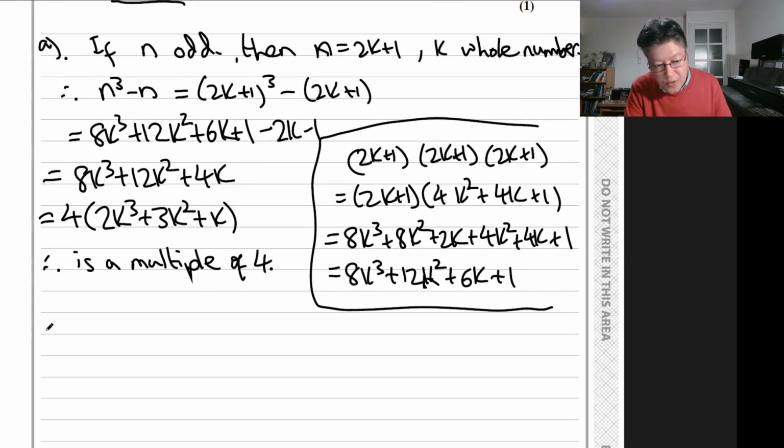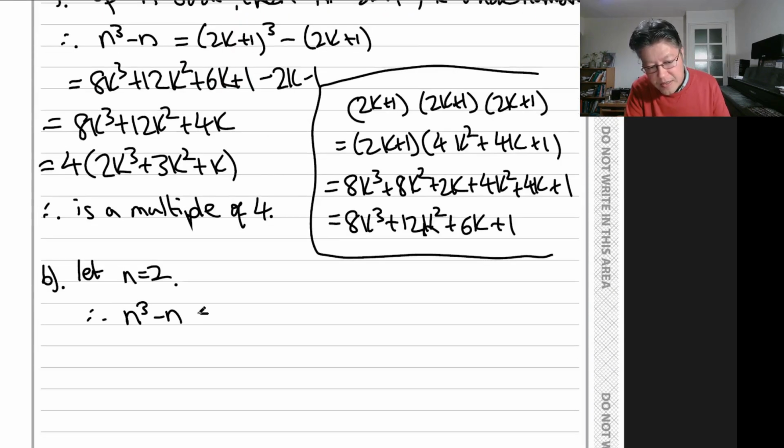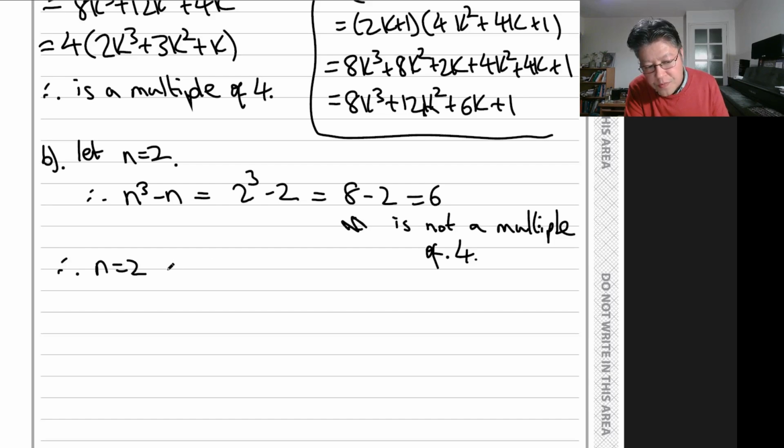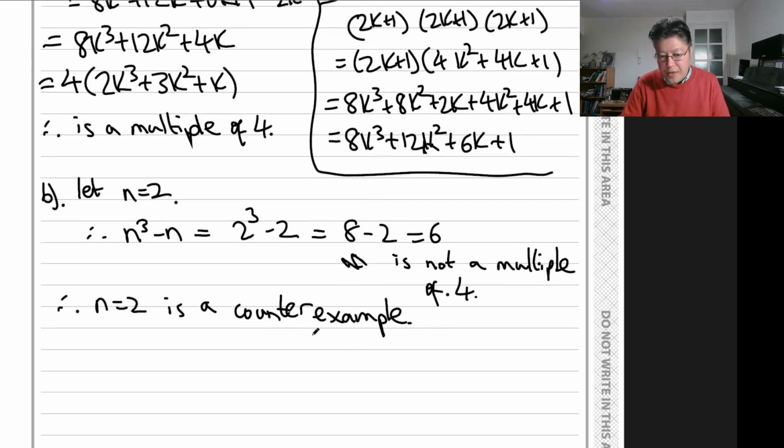multiple of 4. So we can begin with n is 2, and if that doesn't work, we'll do 4, then 6, then 8. So let's let n be 2, and let's sub that in to n cubed minus n. Therefore, n cubed minus n equals 2 cubed minus 2, which is 8 minus 2 equals 6, which is not a multiple of 4. Therefore, n equals 2 is a counterexample. And that's how you do counterexamples.